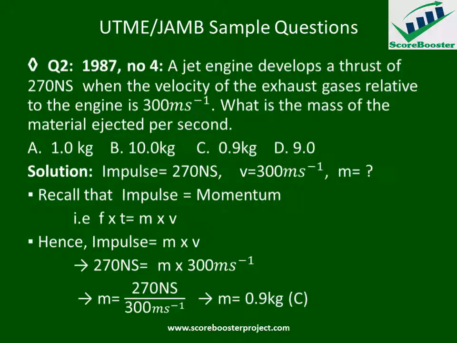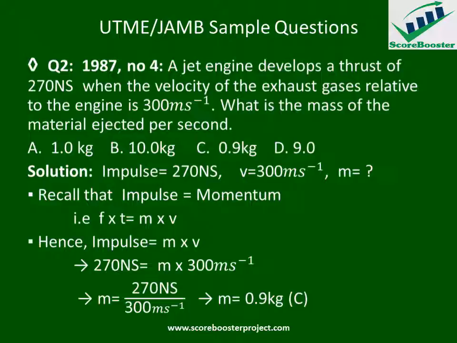The next question to consider comes from 1987, number 4. And the question goes thus: a jet engine developed a thrust of 270 Newton seconds when the velocity of the exhaust gases relative to the engine is 300 meters per second. What is the mass of the material ejected per second?